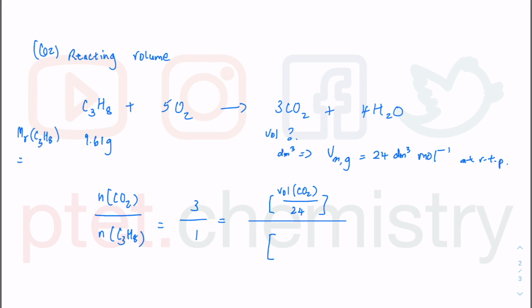So there's 12.0 times 3 plus 8 times 1.0. So I get 44.0. Your calculator will show you 44, but I know better because I've used the A-level periodic table that gave me the relative atomic mass to 1 decimal place. These are the kinds of accuracy that you should be accustomed to.